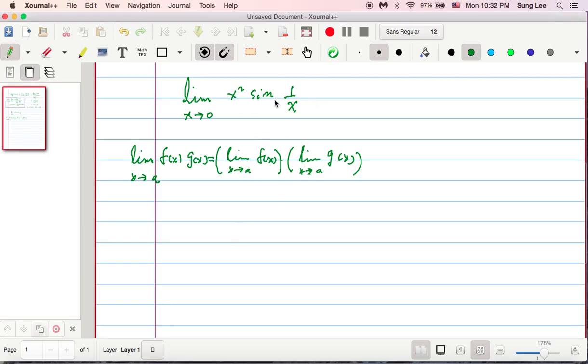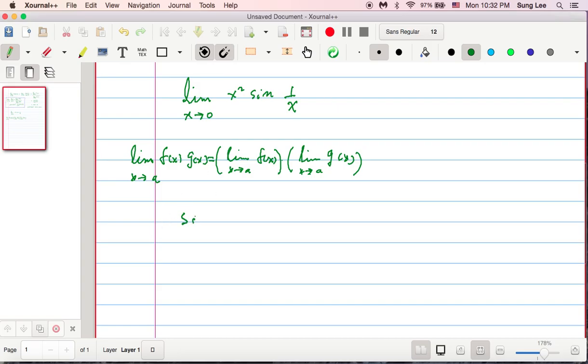We do know that the limit of sine of 1 over x does not exist, because as x approaches 0 it keeps oscillating, so it actually goes nowhere. In order for this property to apply, both limits have to exist. So you can't just apply that. We've got to try something else, and this property is irrelevant in this case.